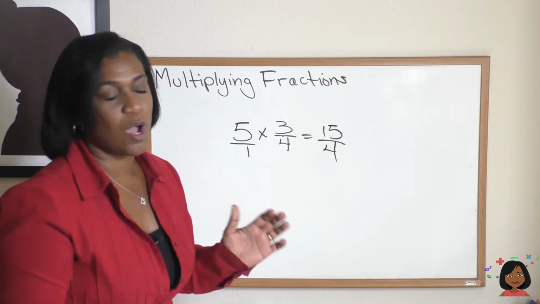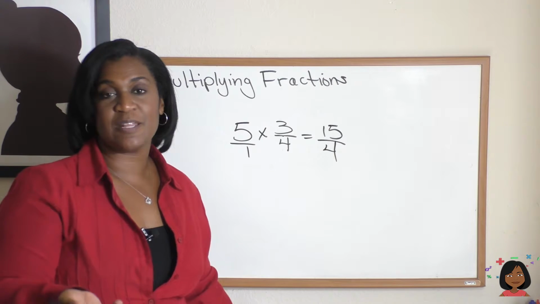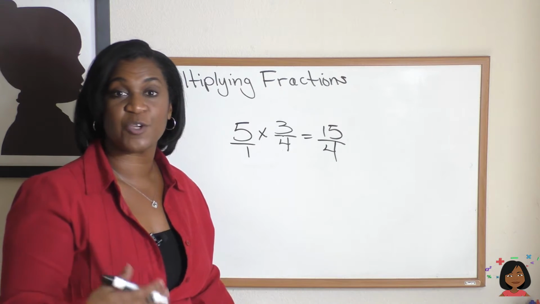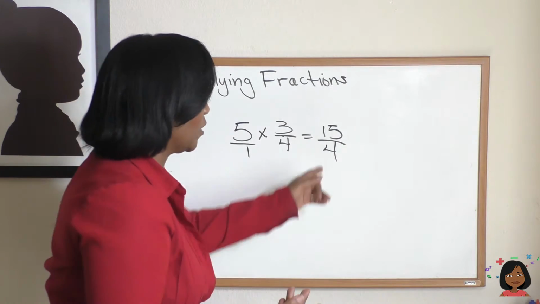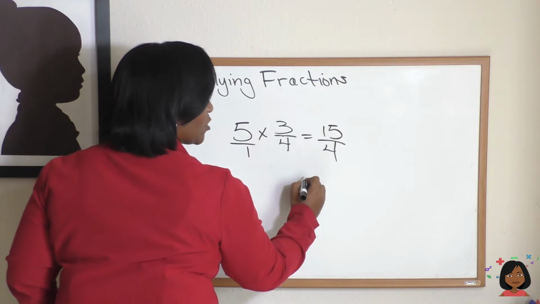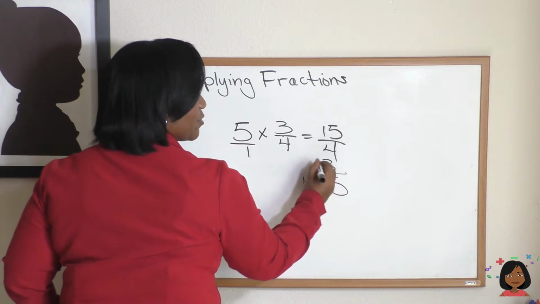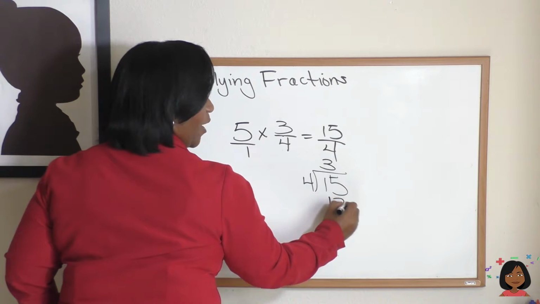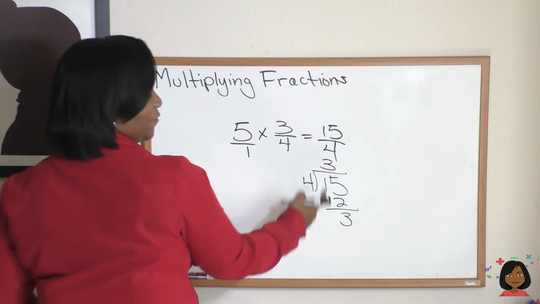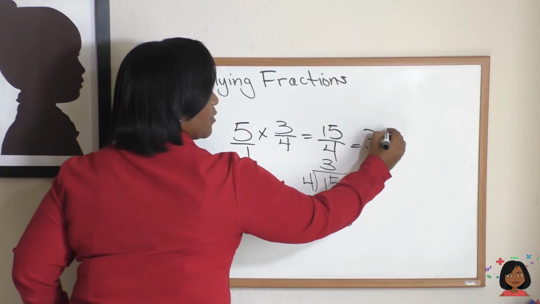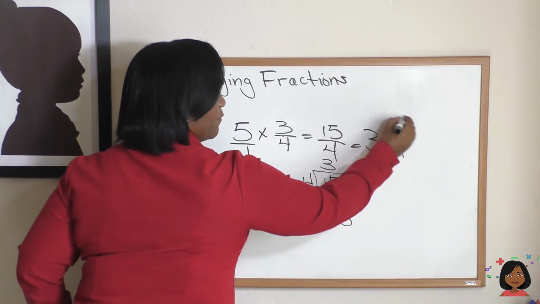Now again, we know we don't really keep it as an improper fraction. We're going to turn it into a mixed number. So we're going to divide. So I'll show you that down here. 4 into 15. 4 goes 3 times. We have 12, which means 3 is left over. So our mixed number is 3 3/4.